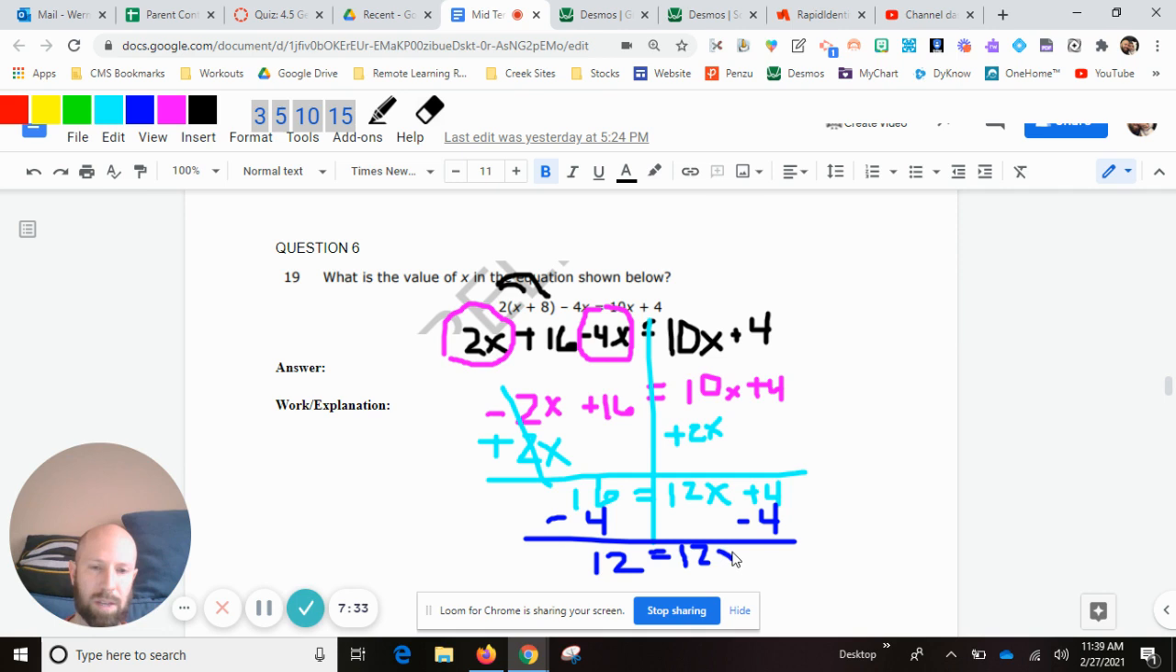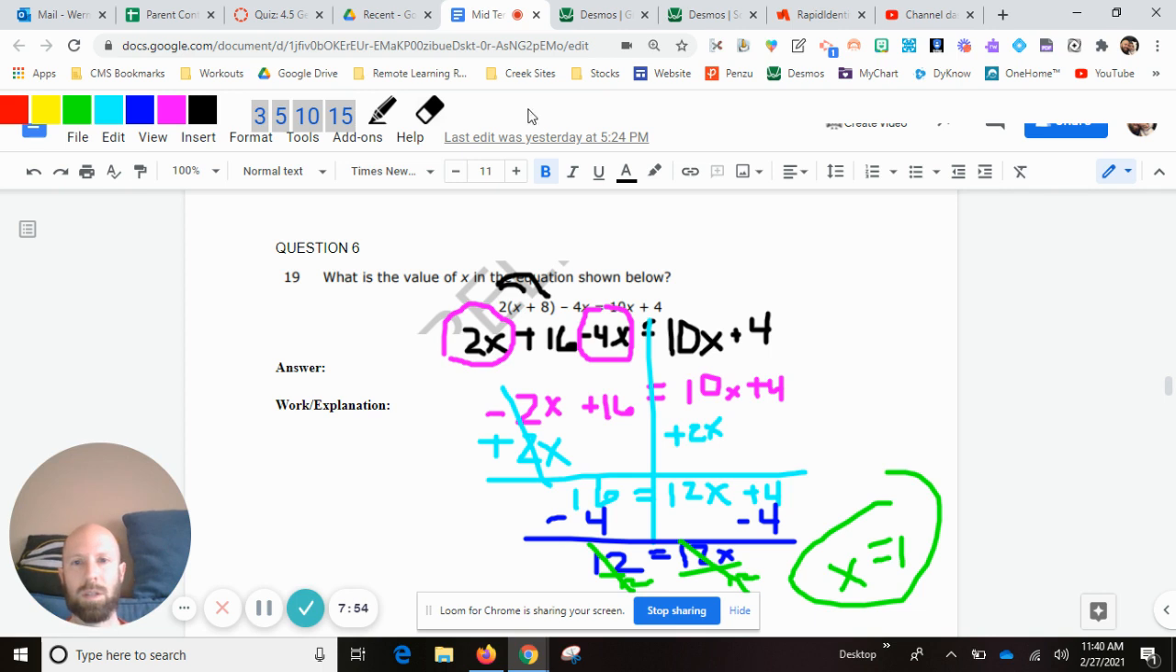We don't want 12x, we just want x. So now we're going to divide both sides by 12. And any number divided by itself is going to be 1. So x is equal to 1. Final answer for 6. Let's jump into question 7.